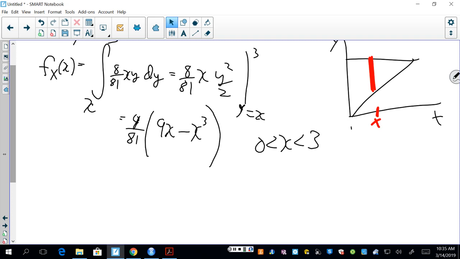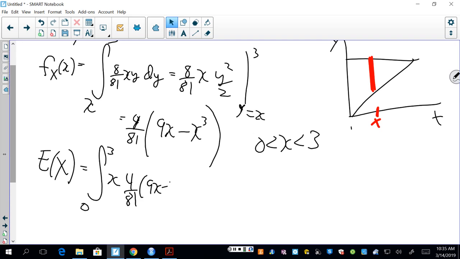So then we can do the expectation of x the usual way. We can integrate over the range of x of x, that's the function, x by itself, times its own special density, 9x minus x cubed, which is just a polynomial. So if you do that, the expectation of x equals 1.6.